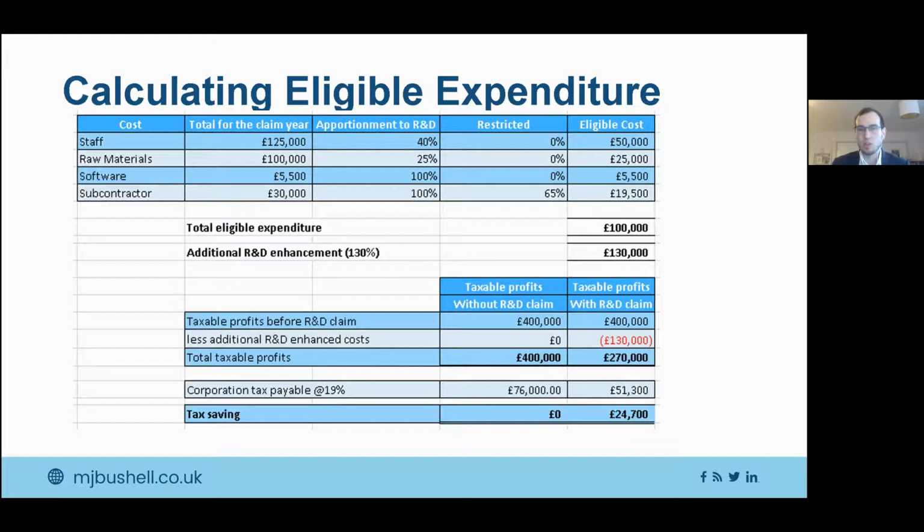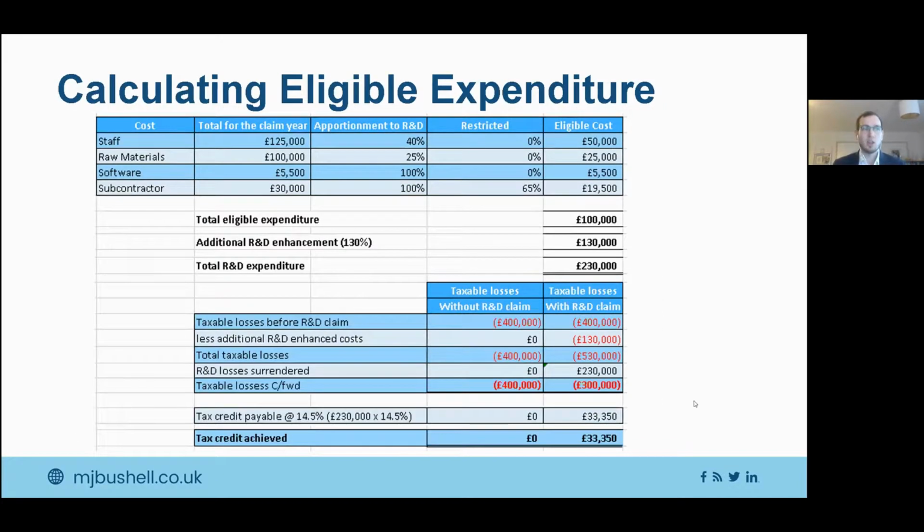Next, we'll move on to a loss-making company and just show you how the calculation for a loss-making company would work. So as you can see up top, we still have the £100,000 of qualifying R&D that we've identified. We then get the additional £130,000, which gives us a total of £230,000 of R&D costs. Now, translating this down below, for this example, I've made the company loss-making. So I've given them taxable losses in the year of negative £400,000.